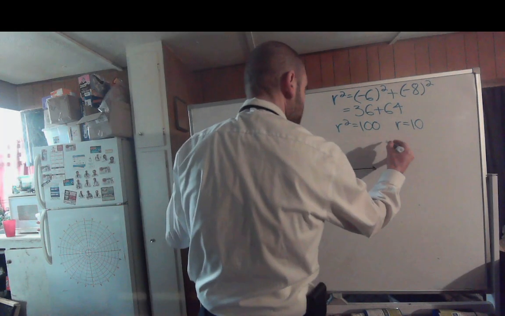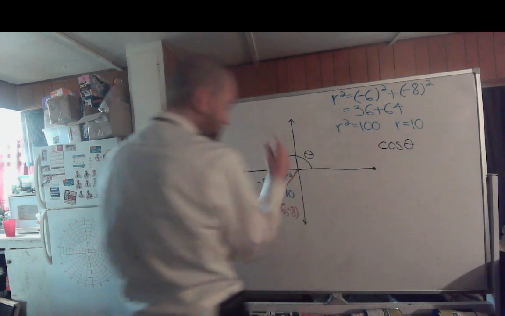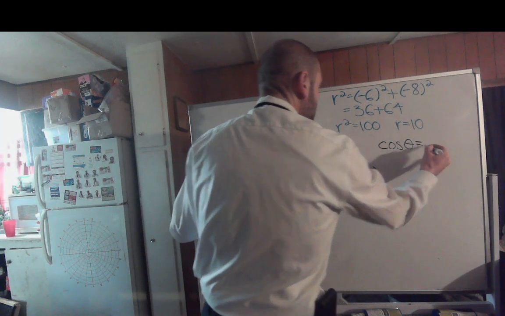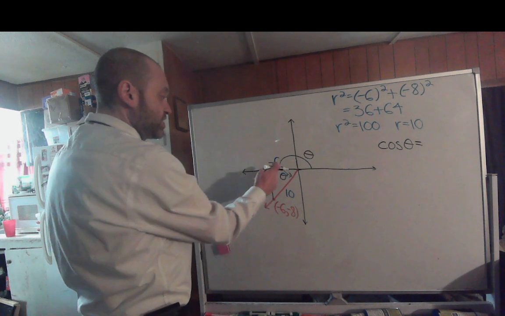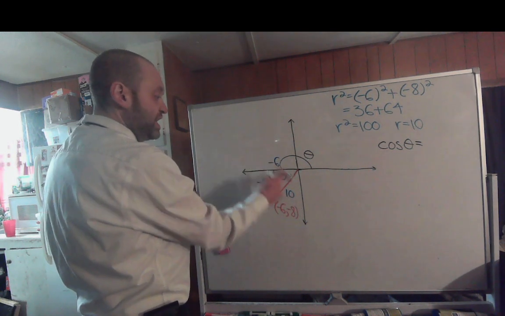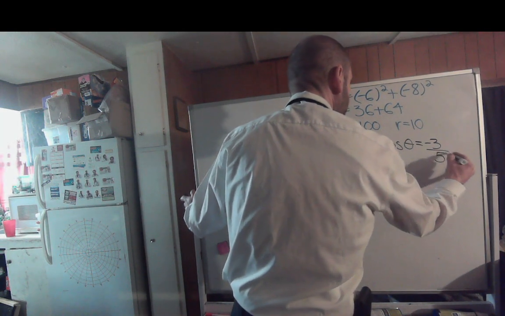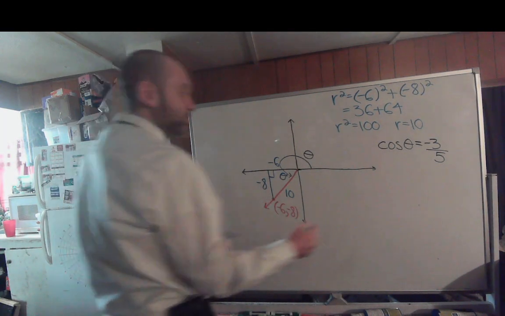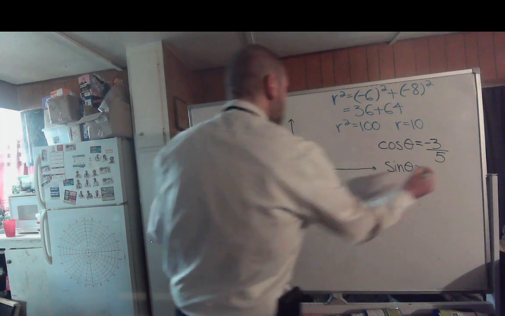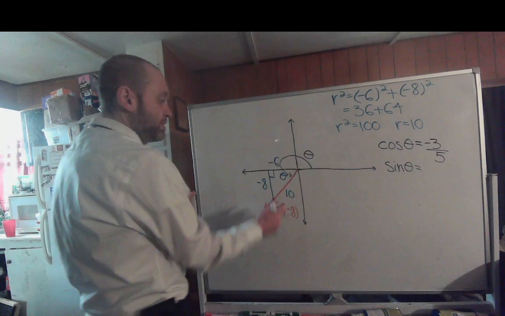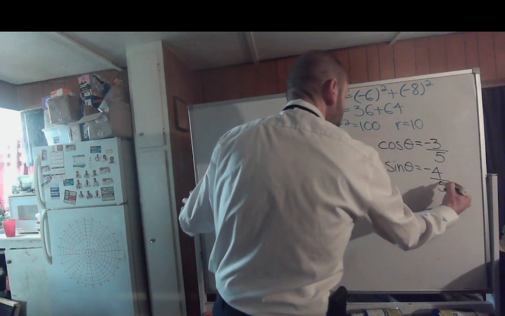So let's find the cosine of theta, which would really be cosine of theta prime, because we're doing it for the reference angle. But the cosine, that's your adjacent over hypotenuse, negative 6 over 10, which would be negative 3/5. So the cosine would be negative 3/5. Now let's find the sine. Well, that would be opposite over hypotenuse. That'd be negative 8/10, which would be negative 4/5.